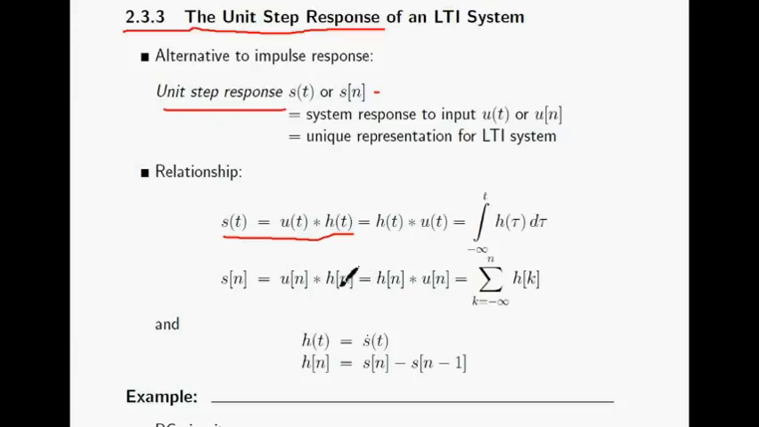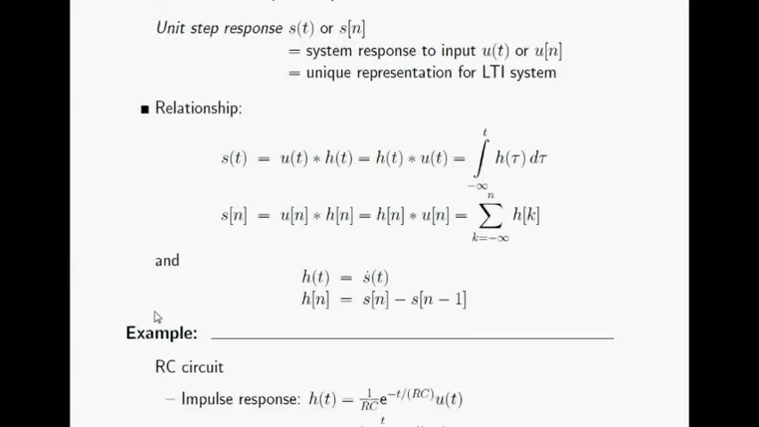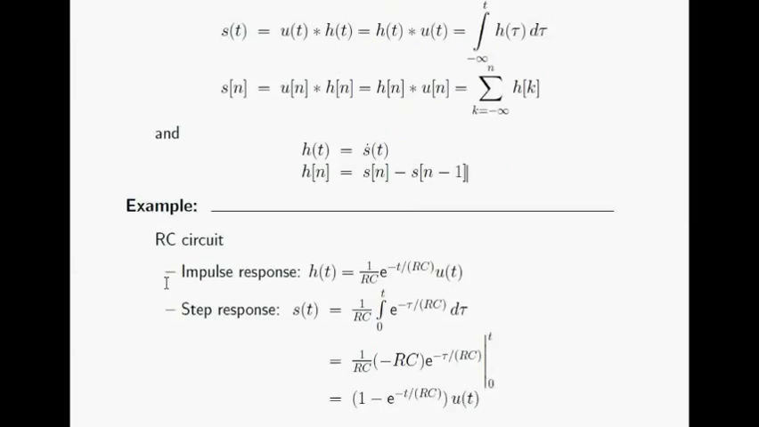So s of t is equals to u of t convolution h of t, and s of n equals to u of n convolution h of n, and you can do it with the help of formula also. Okay, so the properties which h of t and h of n will follow are: h of t is differentiation of s of t with respect to t, and h of n is equals to s of n minus s of n minus 1. This equation is called differential equation, and this equation is called difference equation. Okay, this is differentiation equation or differential equation, and this is difference equation.